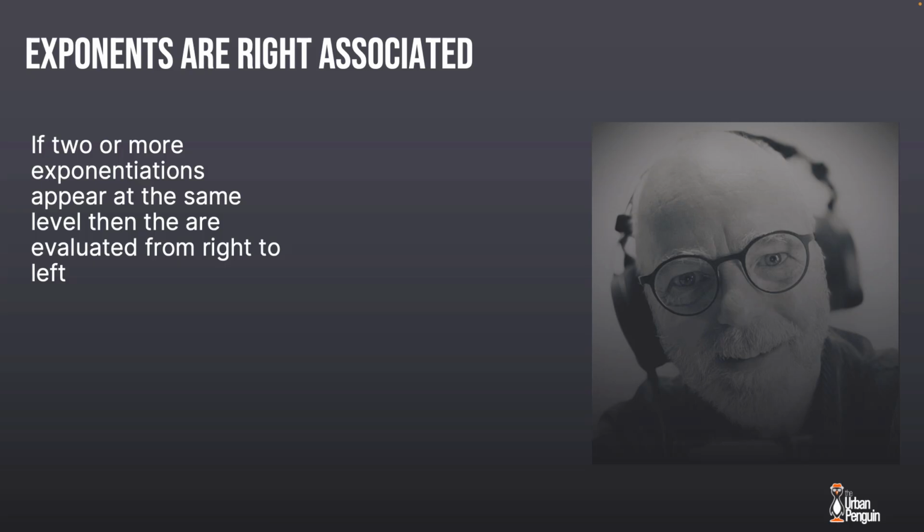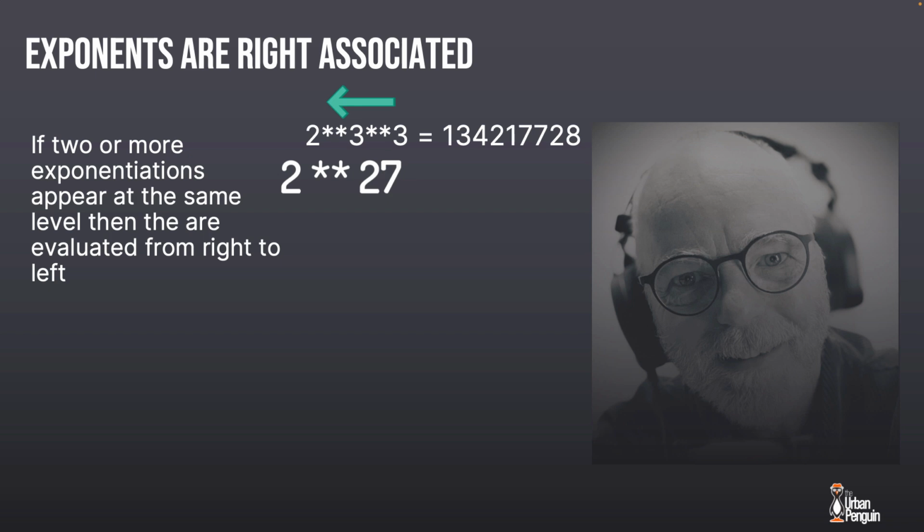The only other thing to take real note of is that our exponents are right associated. So if I have two exponents at the same level, then they're read from right to left. So if we have 2 to the power 3 to the power 3, we evaluate this as 3 to the power 3, which then gives us 27. And then 2 to the power 27 gives us this very large number. If we want to control the order, we can go (2 to the power 3) to the power 3. So that gives us 8 to the power 3, which gives us 512.